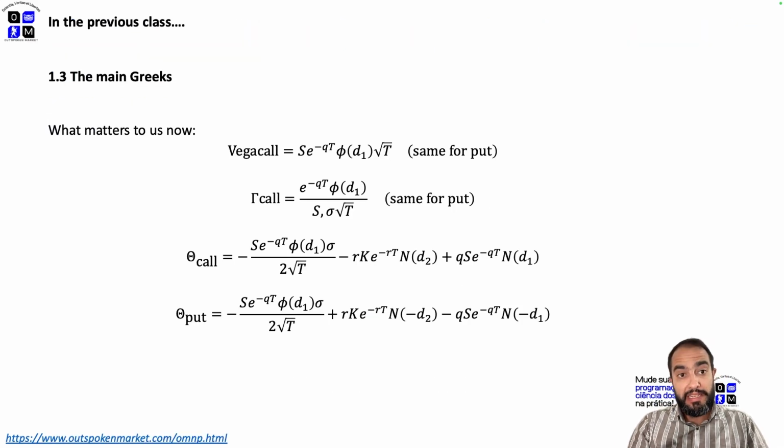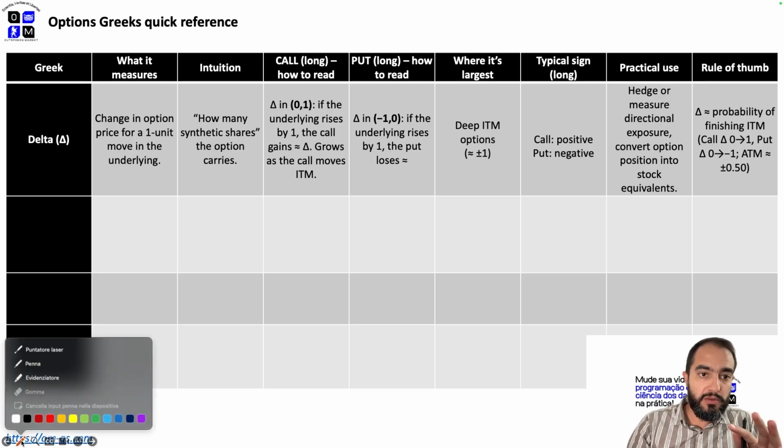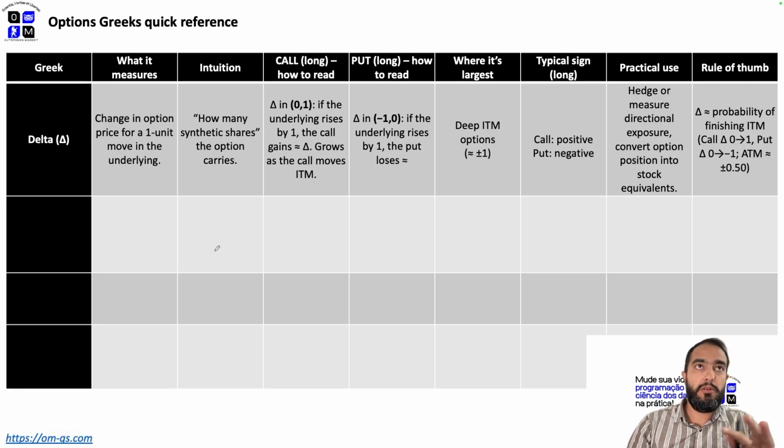Now, in the previous class, we understood the mathematical intuition around them, or better said, around the main ones for both put and call options. For today, I bring you a table that will be your quick reference to the main aspects of each one of them, starting with the delta. For example, what does it measure? What can be understood when you see the delta value of an option?